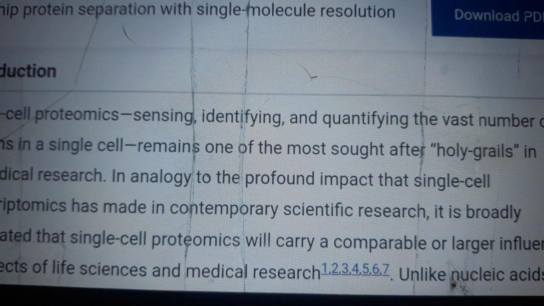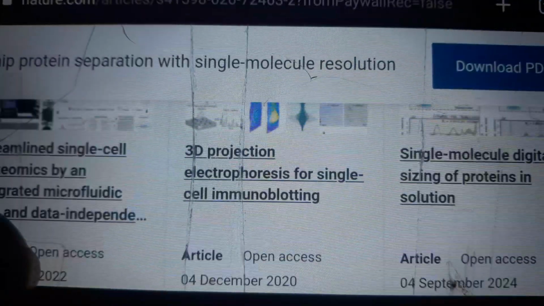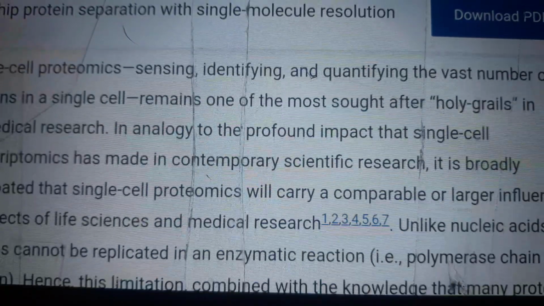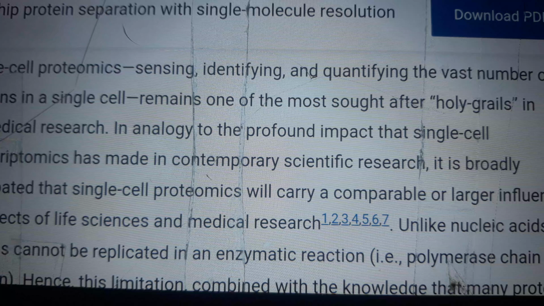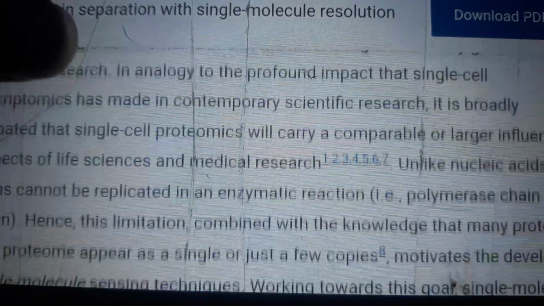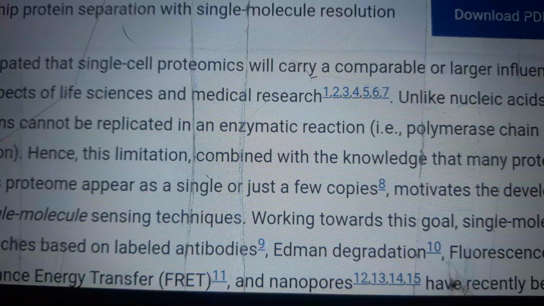Introduction: single-cell proteomics, sensing, identifying, and quantifying the vast number of proteins in a single cell remains one of the most sought-after holy grails in biomedical research. In analogy to the profound impact that single-cell transcriptomics has made in contemporary scientific research, it is broadly anticipated that single-cell proteomics will carry a comparable or larger influence on all aspects of life sciences and medical research.